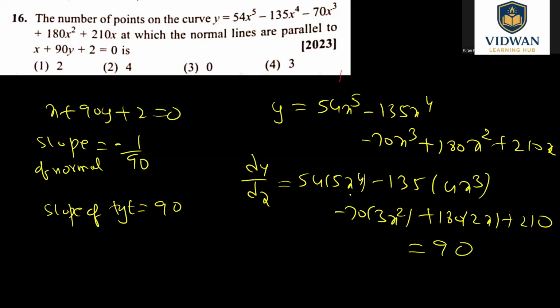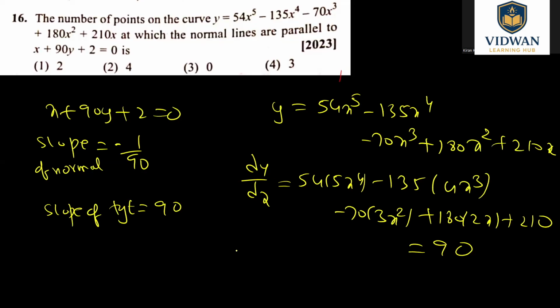For that, how many points are possible? If the normal slope is to be minus 1 by 90, the tangent slope should be 90. So the number of such points will be nothing but the number of roots of this equation. So just find the roots of this. The number of real roots will be the number of such points. So solve this and tell me the answer.